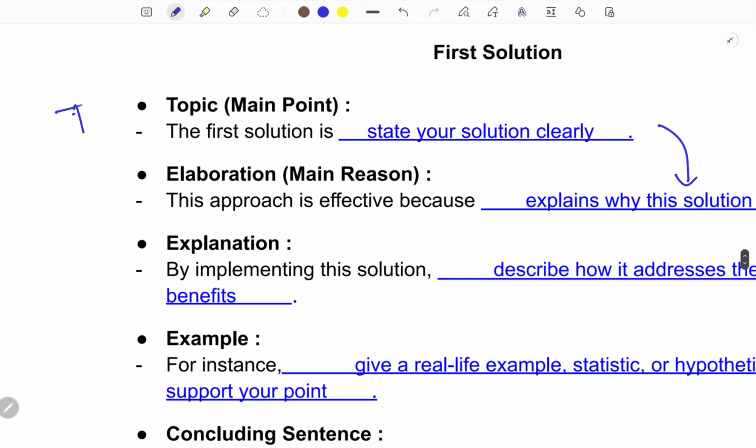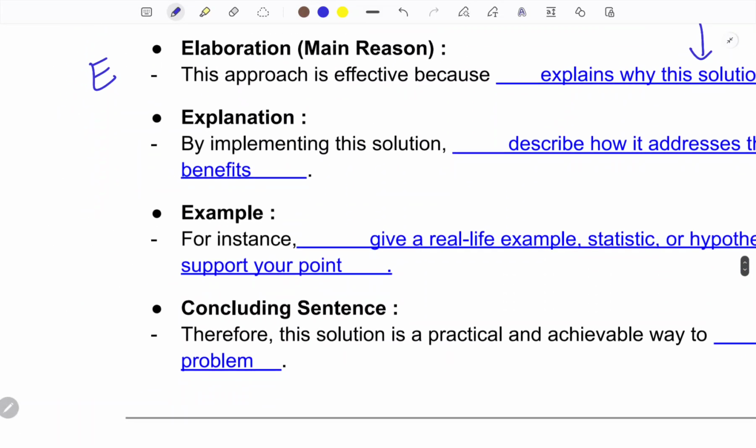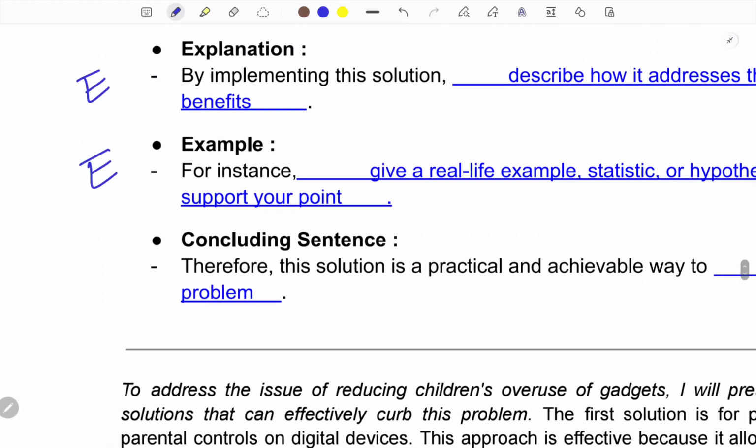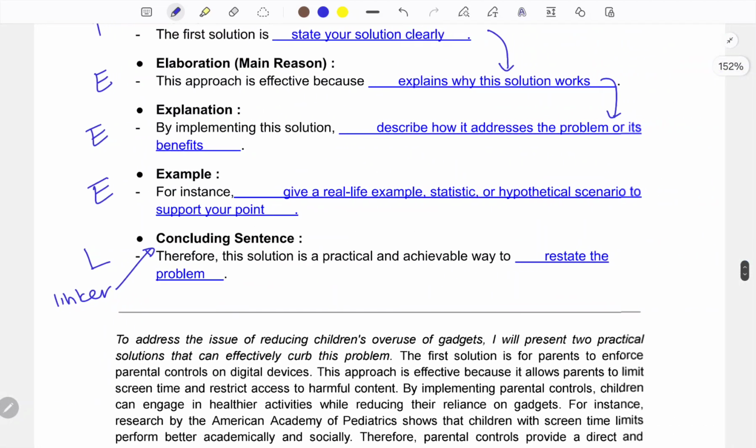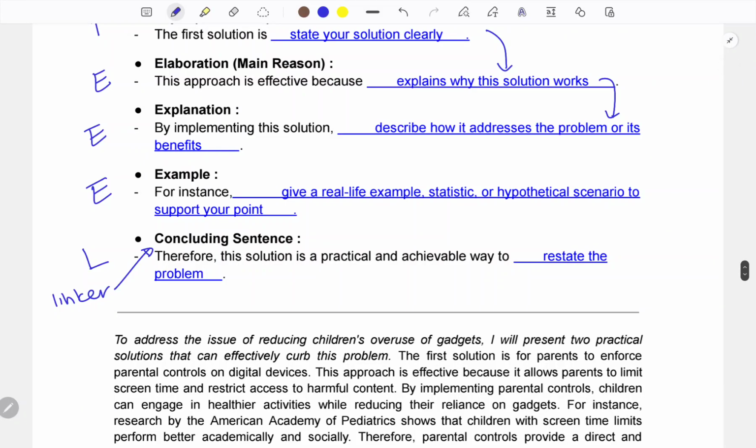So basically this is the TEEL: topic, elaboration, explanation, which is elaboration to the reason, example, and then conclusion. L is the linkers or conclusion. So therefore, this solution is a practical and achievable way to restate your problem and the solutions. So simply, the conclusion is just a small concluding sentence only.